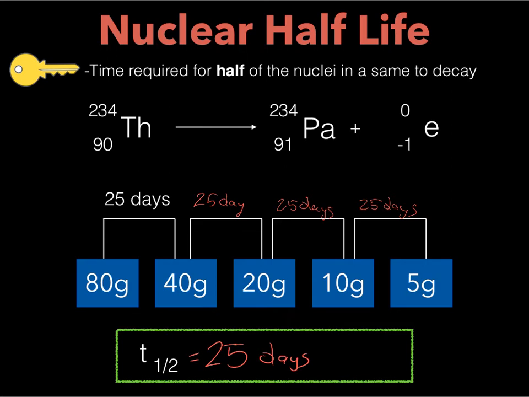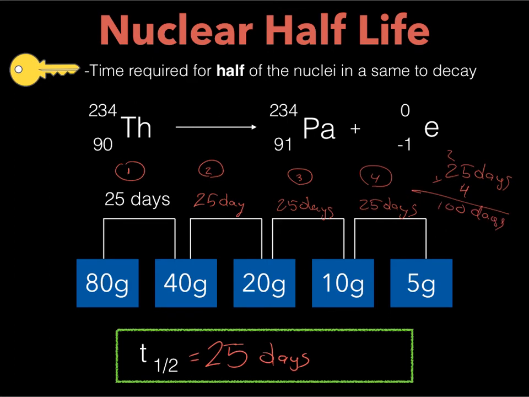If you think about it, how long does it take for thorium to decay down to 5 grams? We have 25 days for each half-life. So this sample underwent 4 half-lives. So 25 days times 4 half-lives, you can see that it is going to take about 100 days for the sample to decay down to 5 grams.